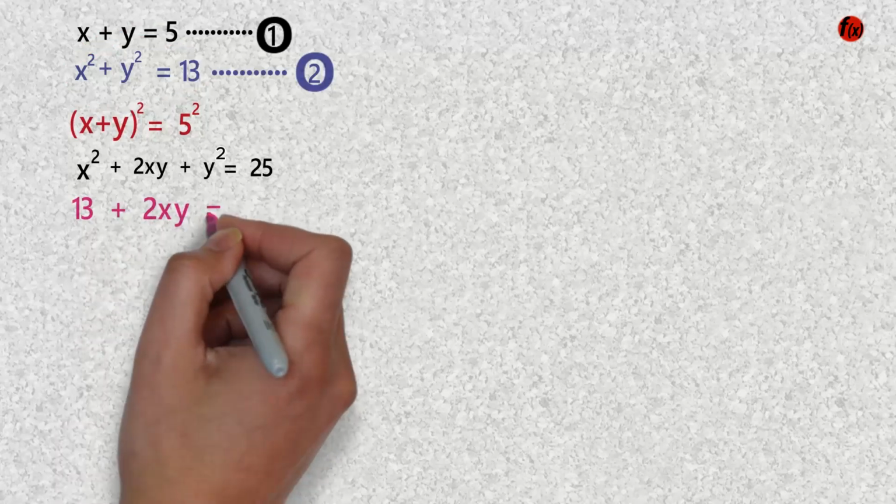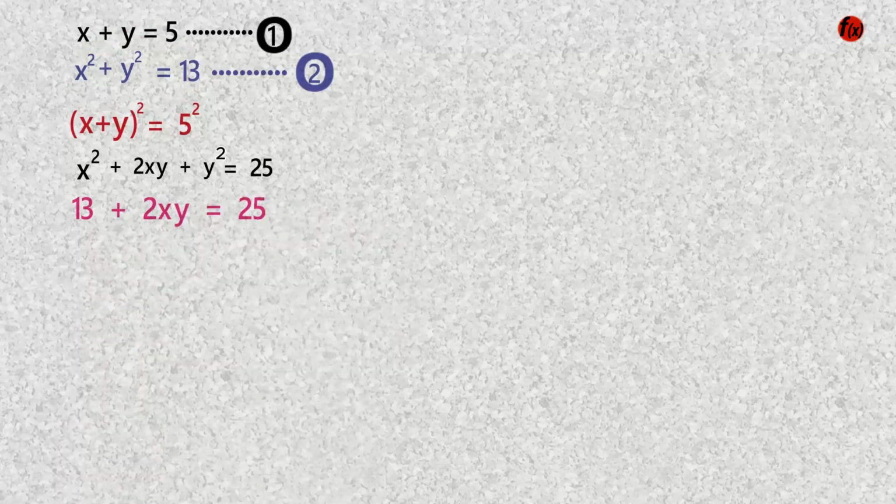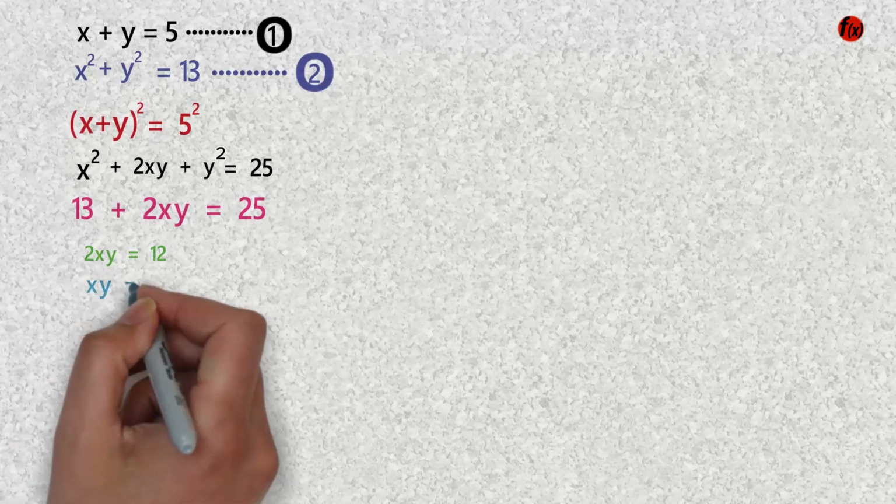13 + 2xy = 25. Subtracting 13 from both sides, 2xy = 12. Dividing both sides by 2, xy = 6.